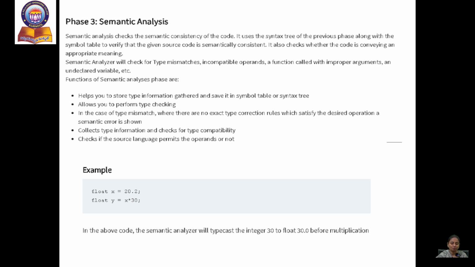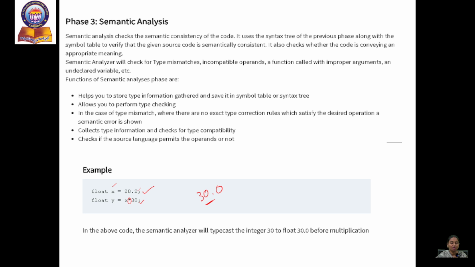Suppose we have x as a variable of float type, which accepts decimals, so 20.2. Now we have one more variable y, which has an expression, or we can call it a statement: y = x * 30. Now x has 20.2, which is a decimal, and 30 does not have a decimal. So here the semantic analyzer will typecast the integer 30 to float as 30.0, converting 30 into floating point before multiplication.